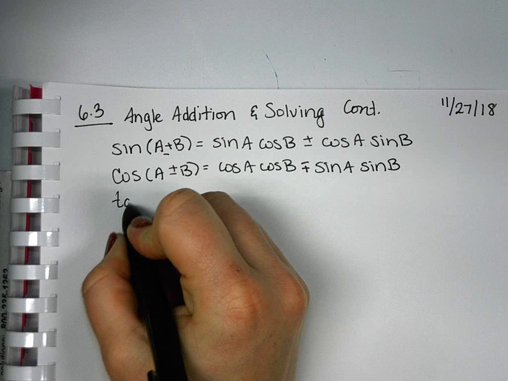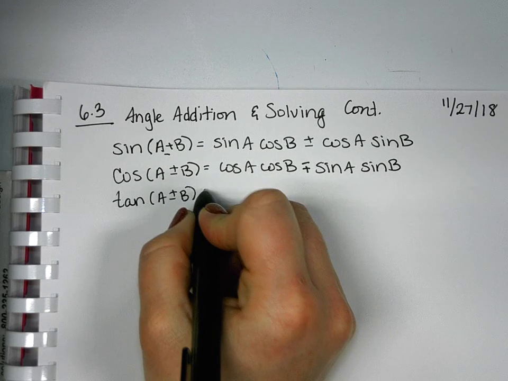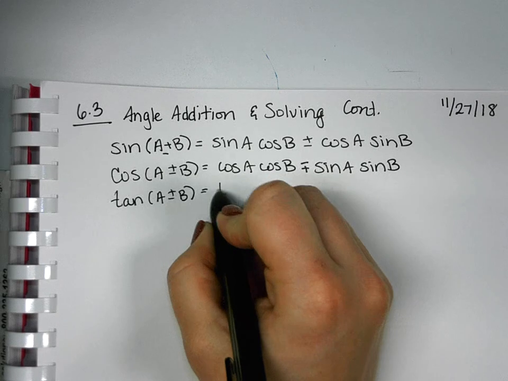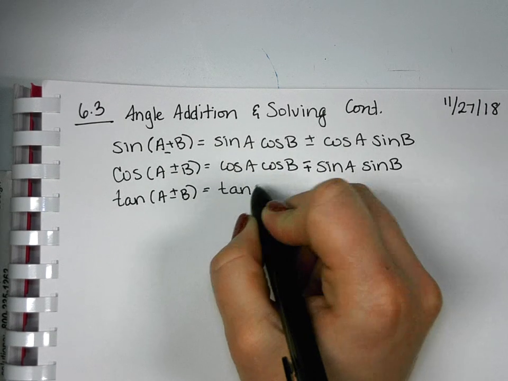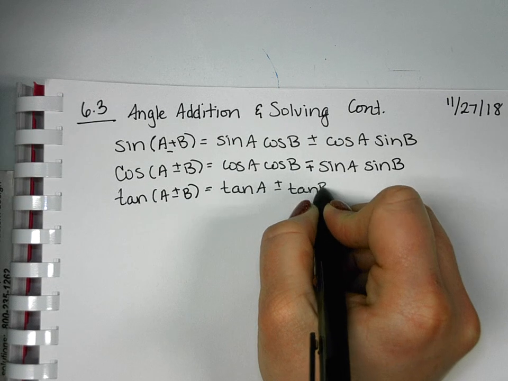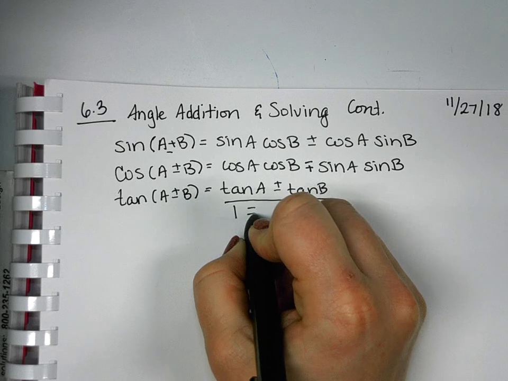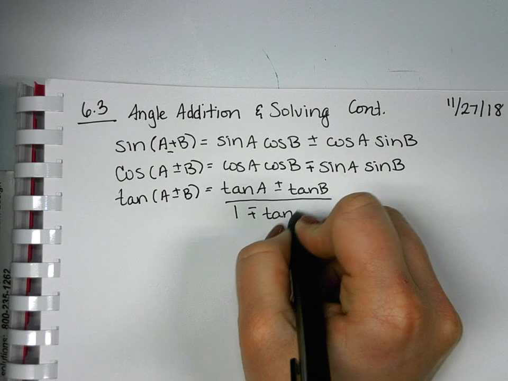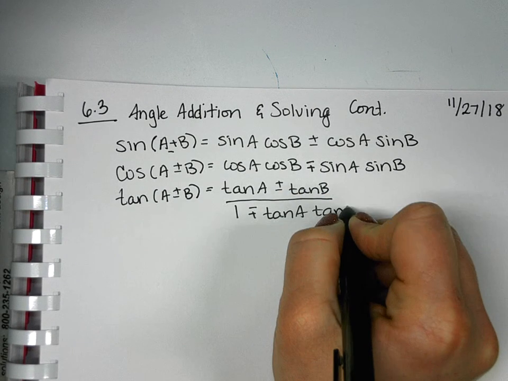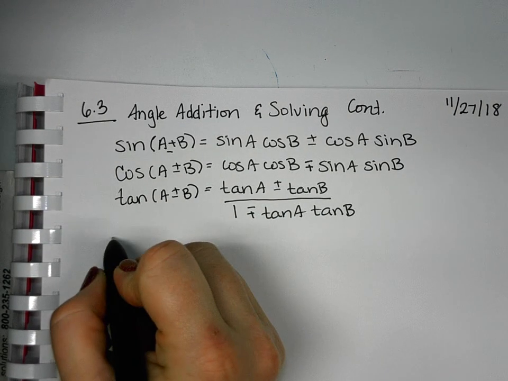And then lastly, we have our tangent of A plus or minus B equals tangent A plus or minus tangent B over 1 minus plus tangent of A times tangent of B. So these were our 6 angle addition. And so what we're going to look at today is solving.